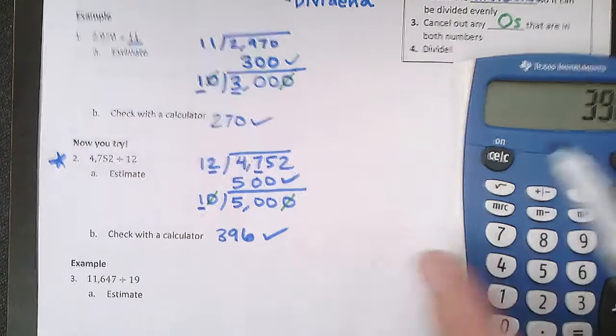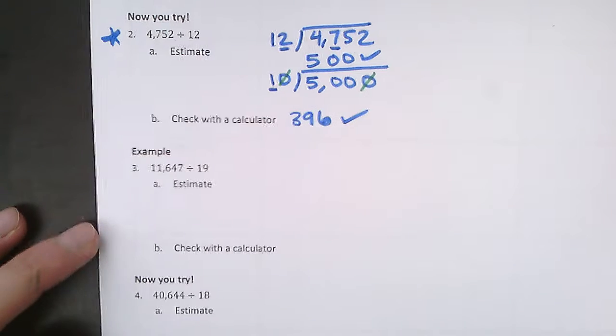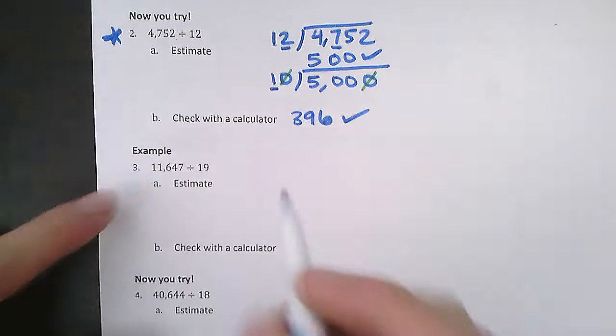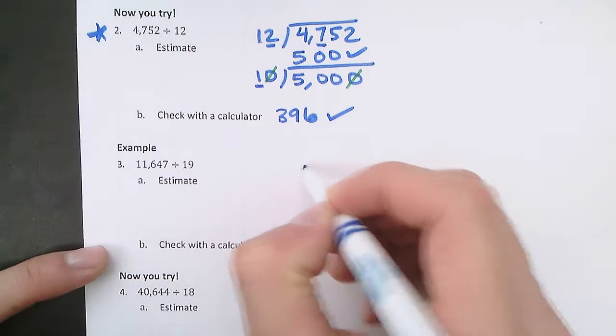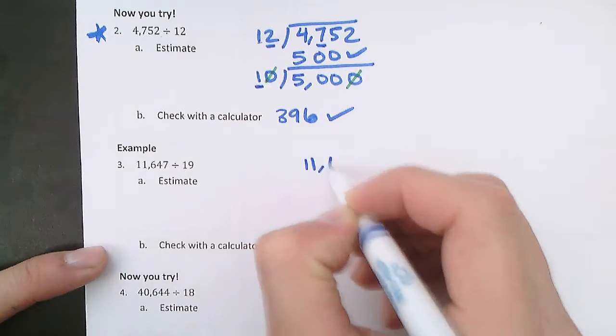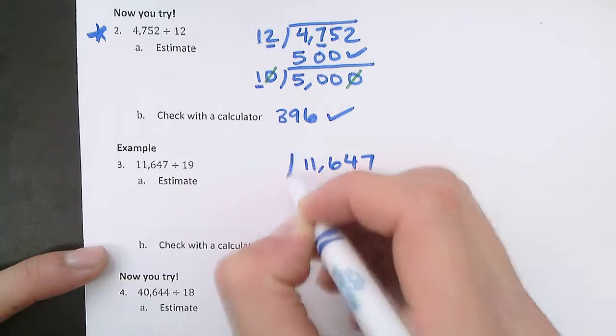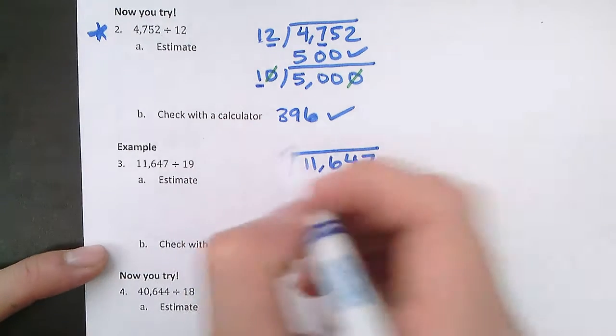Let's look at one more example. Number 3, 11,647. That's our dividend. Let's write it out here. 11,647 divided by our divisor of 19.